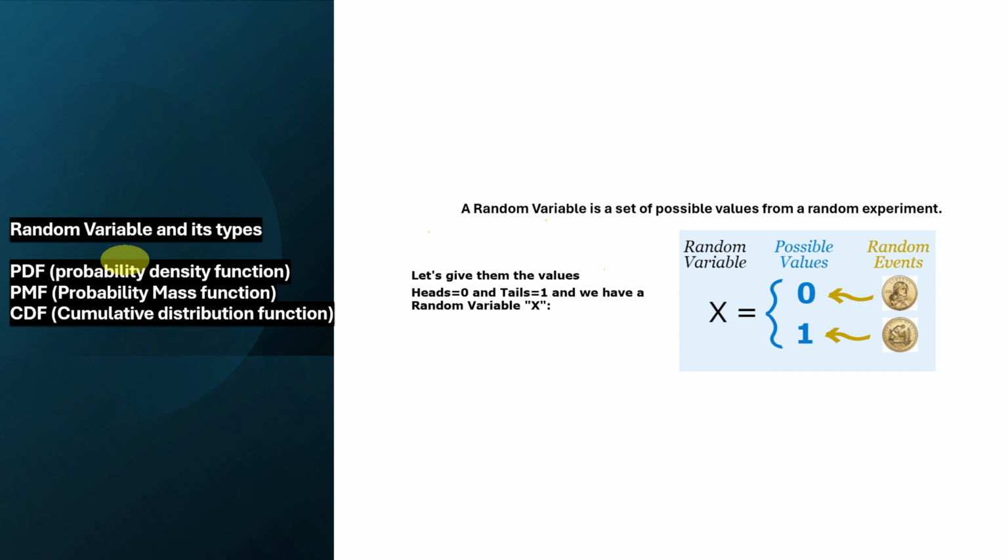Okay, let's move to the little bit difficult level, and we will discuss probability density function, probability mass function, and cumulative distribution function. We will try to understand what they are and how they work. But before that, we will try to understand what a random variable is. We have already discussed this. It's very simple to understand.